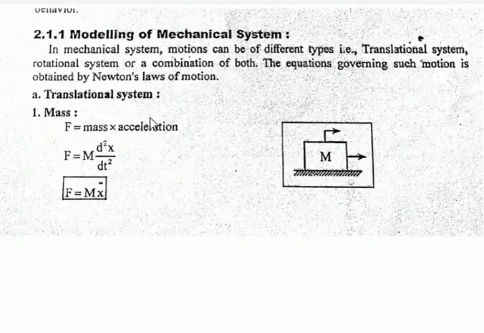For the modeling of mechanical systems, we have three elements or components: mass, spring and damping. First we take the mass, and to this we apply Newton's law of motion, that is F is equal to ma, or F is equal to mass into acceleration. Mass is represented with capital M, and the acceleration is represented with d square x by dt square. So we can write F is equal to m x double dot. Now let's move on to the next one.